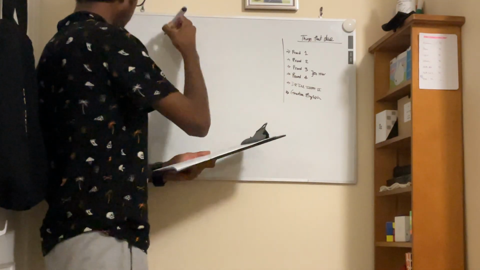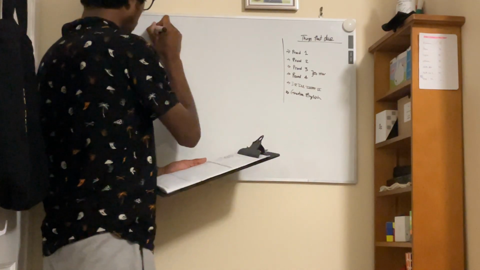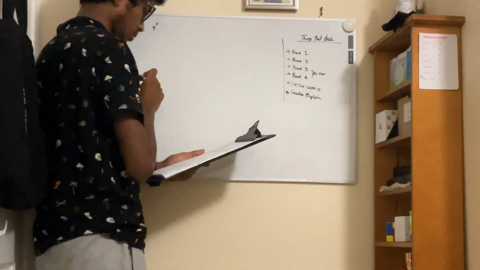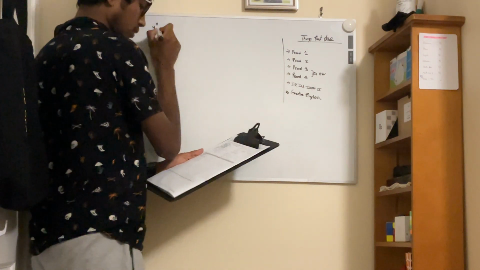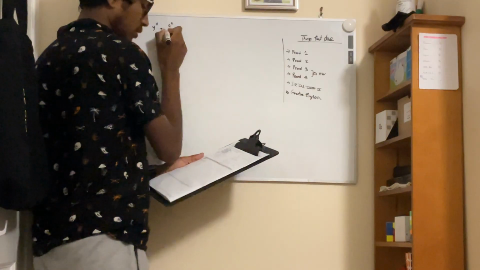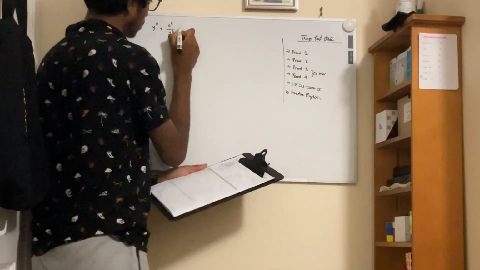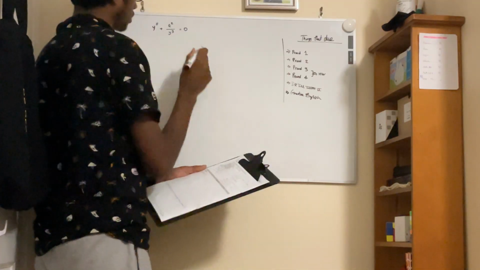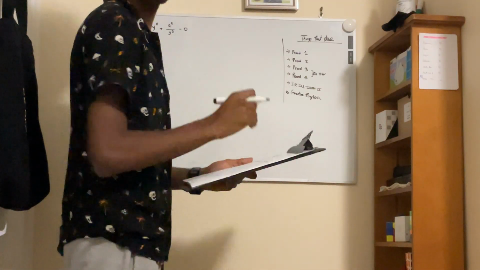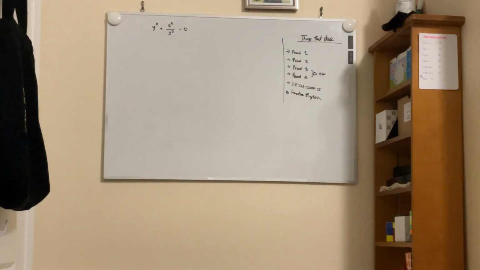So it's y double dash plus a squared on y cubed is equal to 0. Beautiful. That is the question that we're going to be trying to solve today. So best of luck to us.